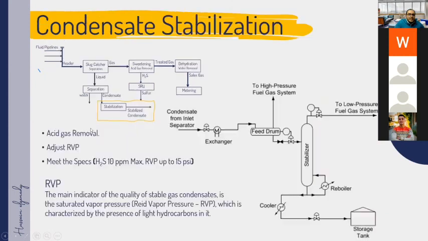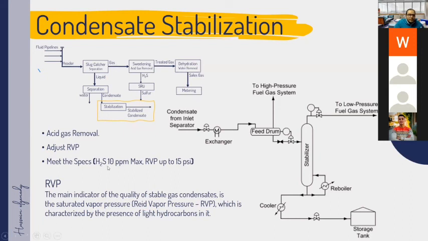Okay. From the separation, we take the condensate to the stabilization unit, at which we can produce the stabilized condensate. The main purpose of the stabilization is to remove the H2S and remove the lighter components from the condensate. Okay, so we remove the acid gas, we adjust the RVP, which is the Reid vapor pressure. Okay, and we also have to meet the specs.